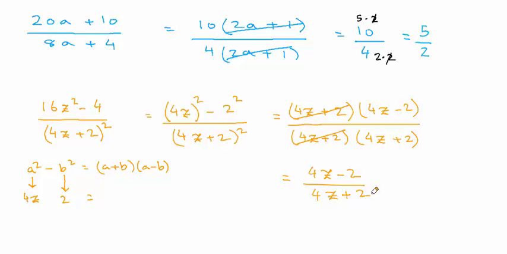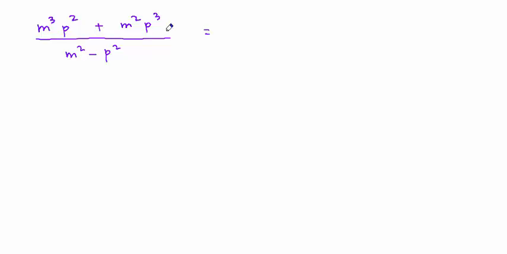Shall we try another one? Let's have m cubed p squared plus m squared p cubed all over m squared minus p squared. If you look at the numerator, it has two terms: m cubed here and m squared here. So at least m squared can be taken out of the parentheses as the greatest common factor. In the same way, there's a p squared here and a p cubed here, which means we can also take out a p squared.